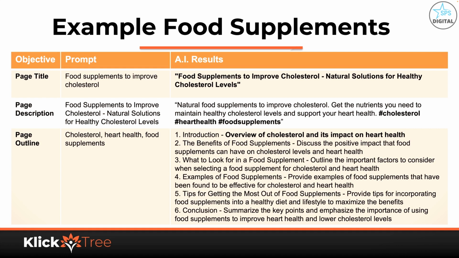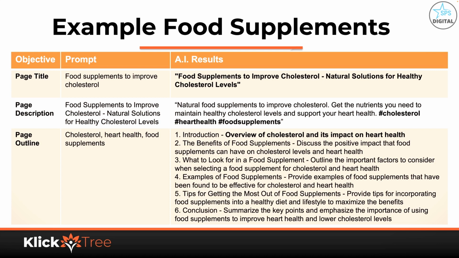I grab that title and I want the system to give me a description. So I put that title into the prompt and it gives me back a description of the page itself, that's SEO optimized. It has the tags that you need when you're in the food supplement business. Then I want to have a page outline. So I use those keywords that it just gave me back, like cholesterol, heart health, and food supplements. Those keywords I put into the prompt and it gives me the outline of my page.